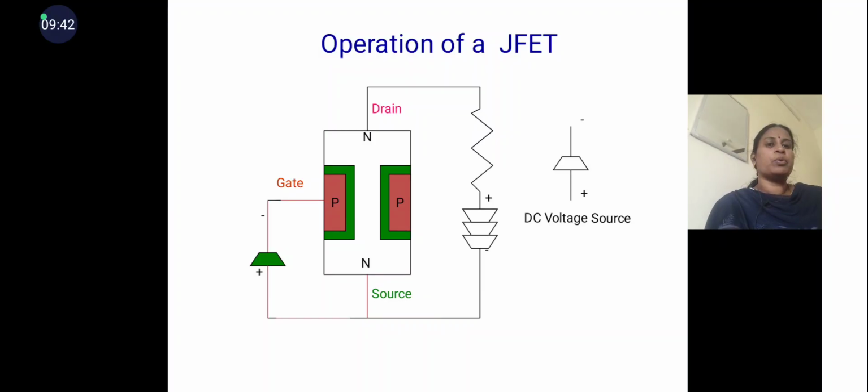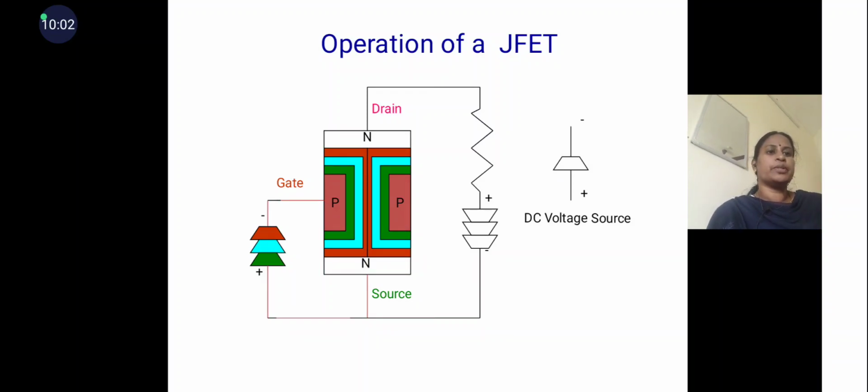Now I am applying voltage, so that the channel is getting reduced, that is, the current flowing from drain to source will be reducing. Again I am applying voltage, and the channel width is getting reduced. If sufficient voltage is given to the gate, then the channel is fully blocked, so that the current flow will be 0.